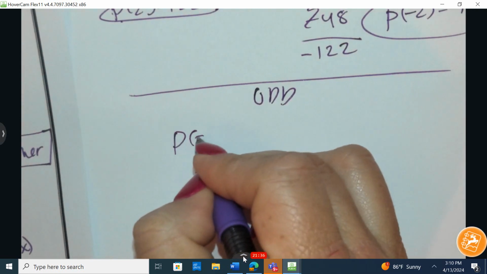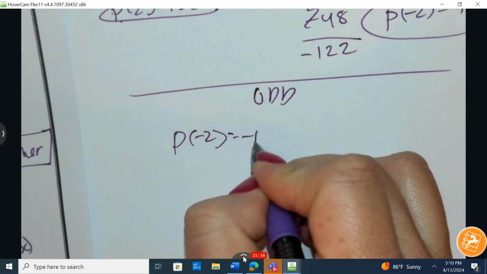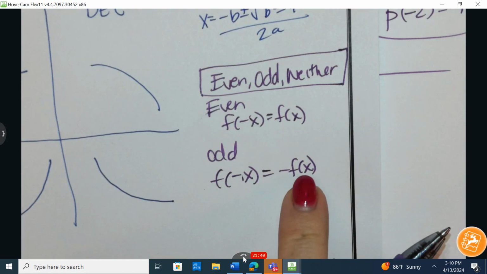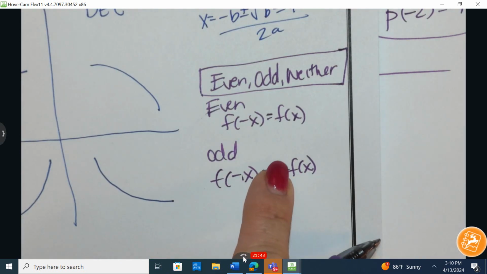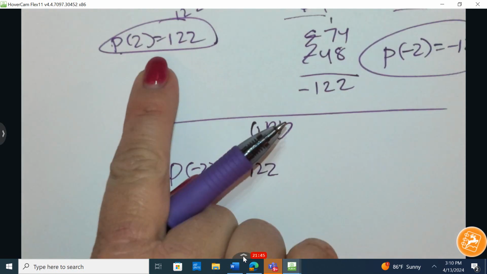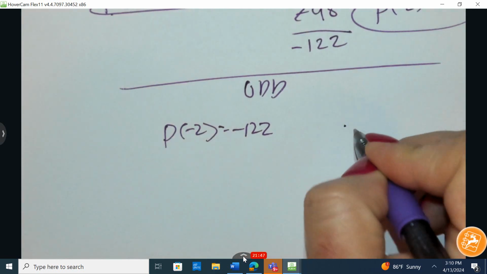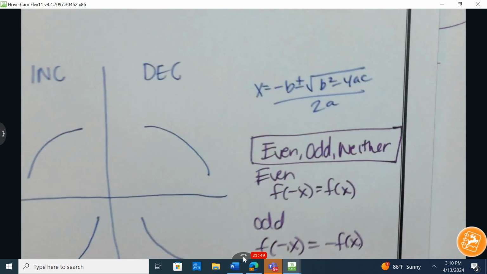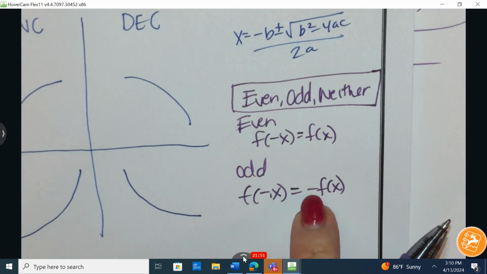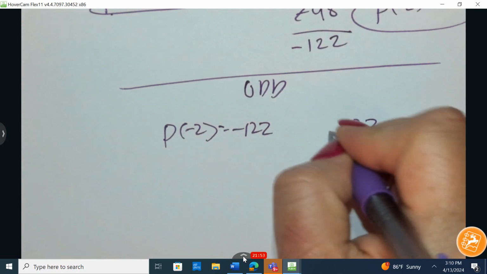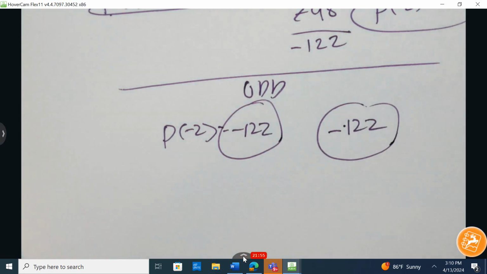So p of negative 2 is equal to negative 122. What does this mean? It says write down, first of all, what is just p of x? Well, p of x is 122. And then it says put a negative sign in front of the value. So I put a negative sign in front of the value, and we can see the outputs are the same. And that's why example number 2 is odd.